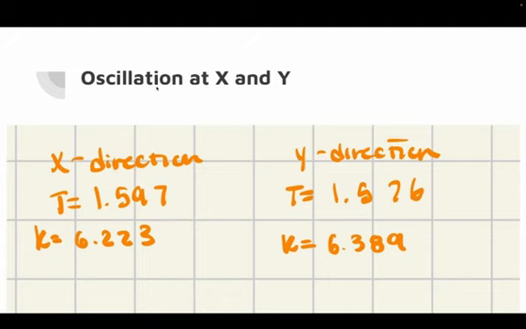And finally, to find oscillation at X and Y, I first calculated in the X direction, which is obviously different from my Y direction. And in conclusion, oscillation at X and Y will produce different spring stiffness or spring constant. And so ultimately it just shows how finding oscillation periods at X and Y will be different because the data is different.